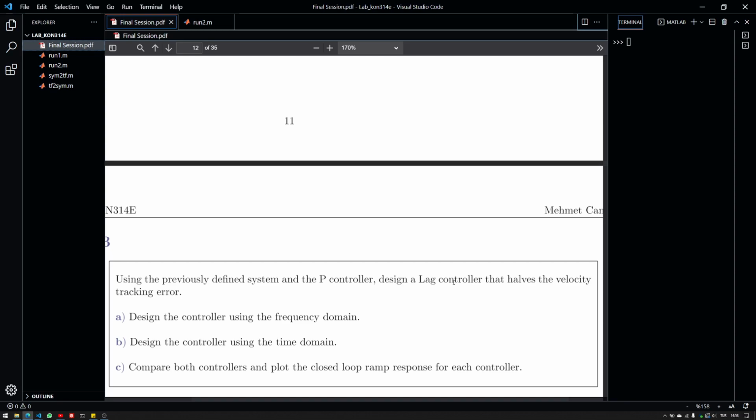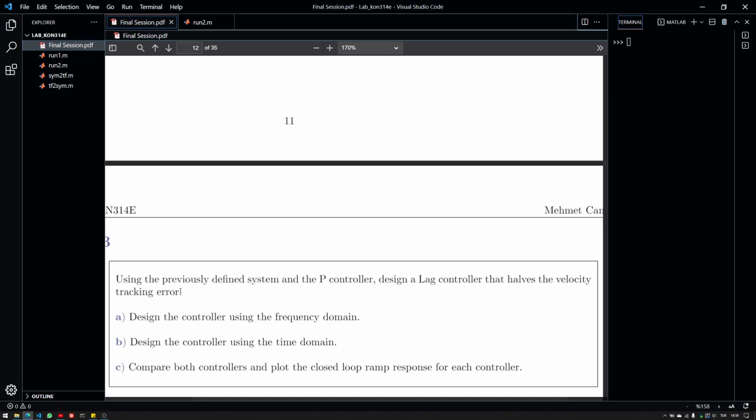So lag controllers especially are designed in order to increase the performance of steady state behavior. And the aim here is, if possible, not to change the transient behavior. So we shouldn't touch the transients, but in steady state, our lag controller should increase the performance by, for example, halving the velocity tracking error.